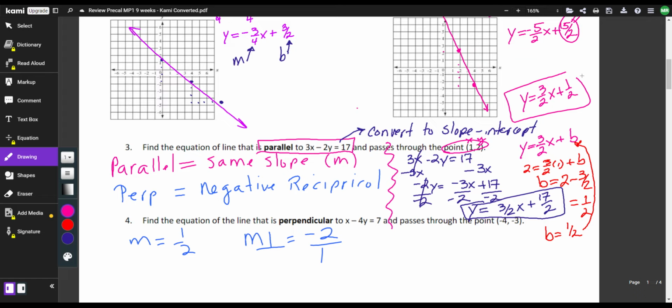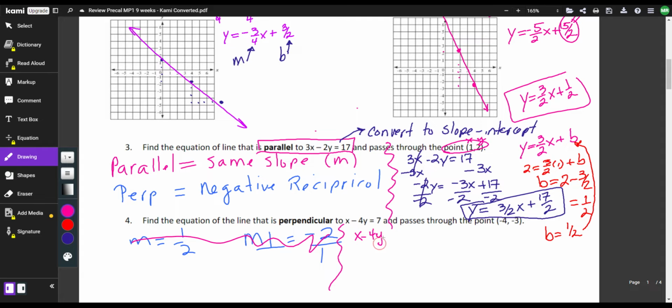Okay? We don't even have to graph or do anything else. All we needed to do was convert this to slope-intercept, use the same slope because it's parallel, and then find our b value. Now let's do the same for number 4. The only thing we need to remember is that the slope's a little bit different. It's not the same slope, okay? So let's see. Ignore all of this stuff.